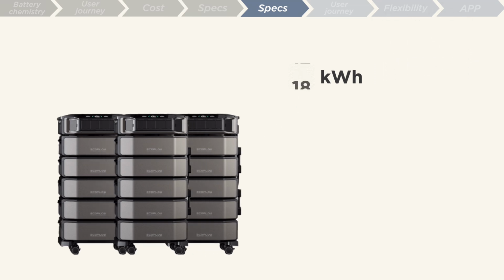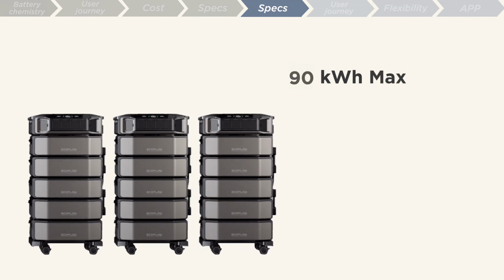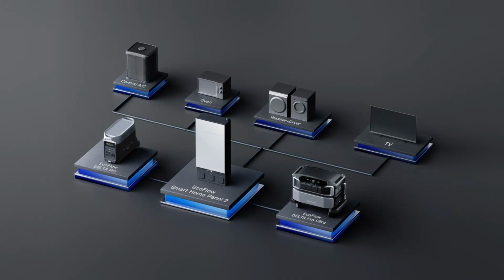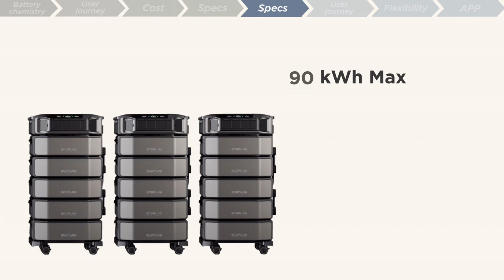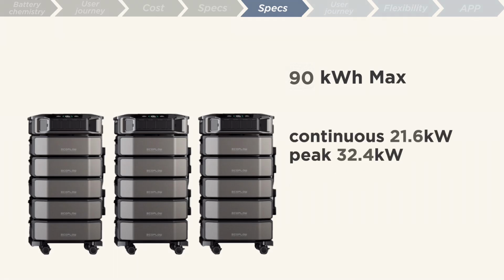You're unlocking a powerhouse with a flexible capacity from 6 to 90 kilowatt hour, ready to keep your lights bright and your power-hungry appliances like clothes dryers and central AC going. With 3 inverters, you will get an impressive 21.6 kilowatts continuous and 32.4 kilowatts peak power. Now that's an energy goal.